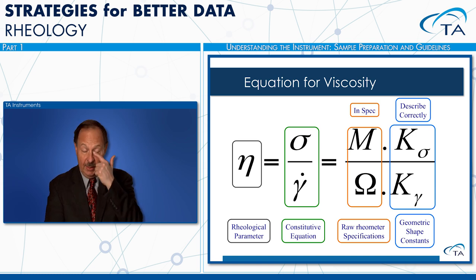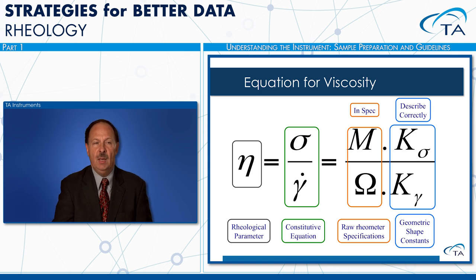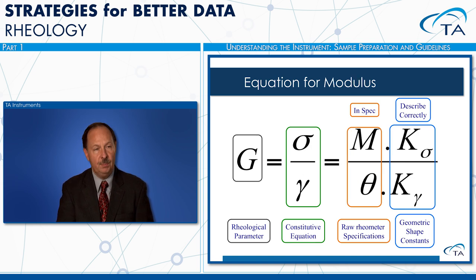So to calculate the viscosity, we just get the stress over the shear rate, and that's determined by a factor times the torque, and we want to make sure that the torque and the angular velocity are within the spec of the instrument, okay? If they're outside the specs, then the data are questionable. And these factors, as I said, will depend on the type of geometry as well as the dimensions.